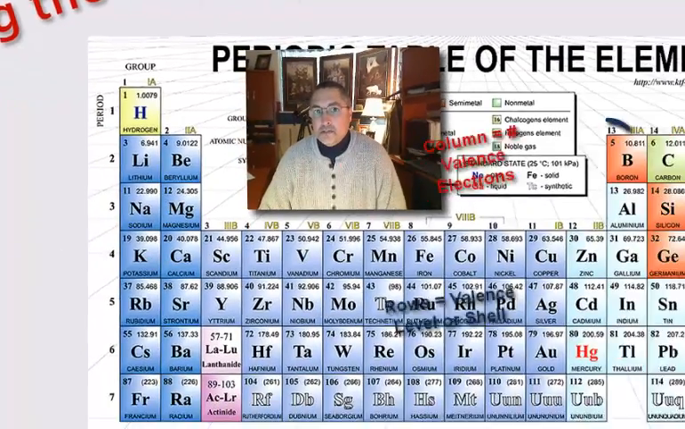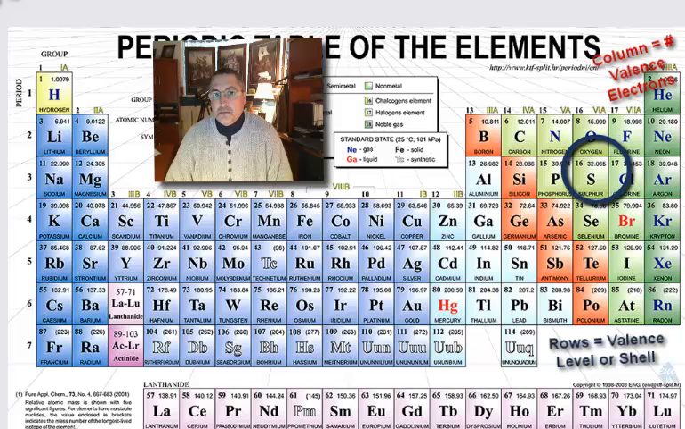Try that out. Go look at sulfur. Sulfur has an atomic symbol of S. How many valence electrons does it have? And what energy level would those valence electrons be found in? I hope you tell me it has 6 valence electrons, and I hope you tell me they're going to be found in the third energy level.